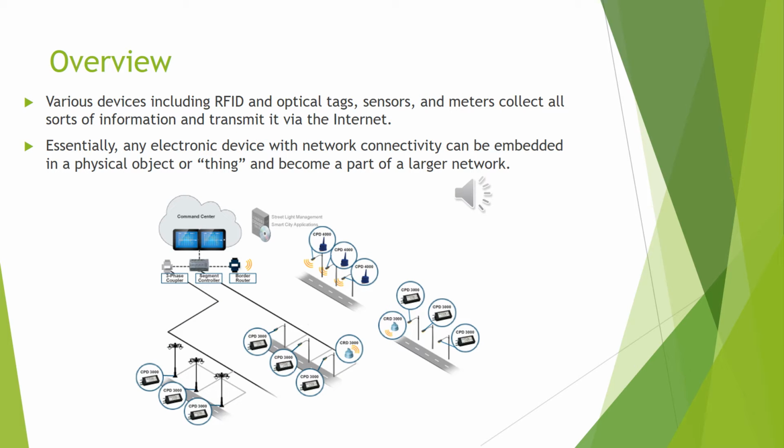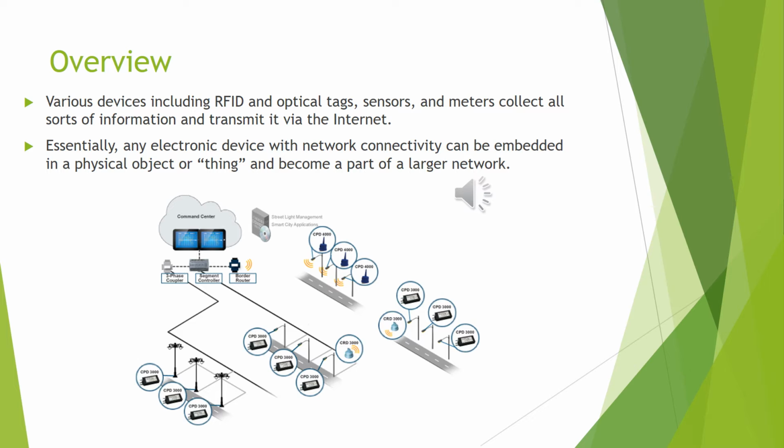RFID and optical tags, sensors, and meters are all examples of devices used to collect information and transmit it through networks. A wide variety of devices and technologies make up the network. Basically, any sort of electronic device with network connectivity can be embedded within an object or a thing and become a part of a larger network.